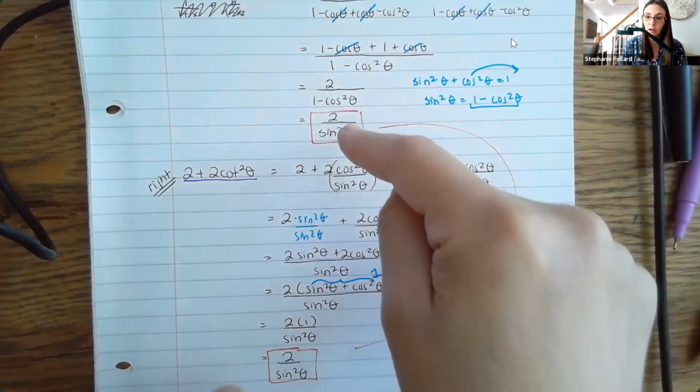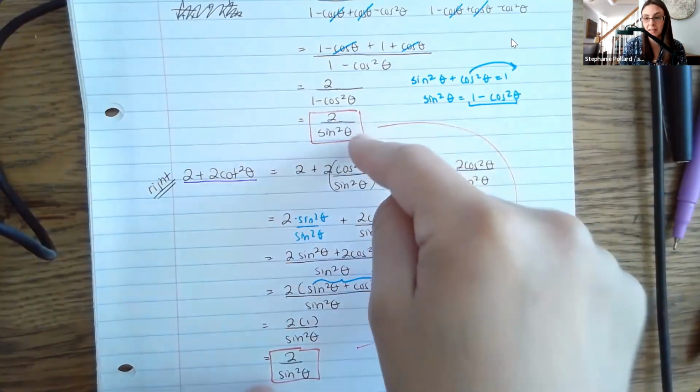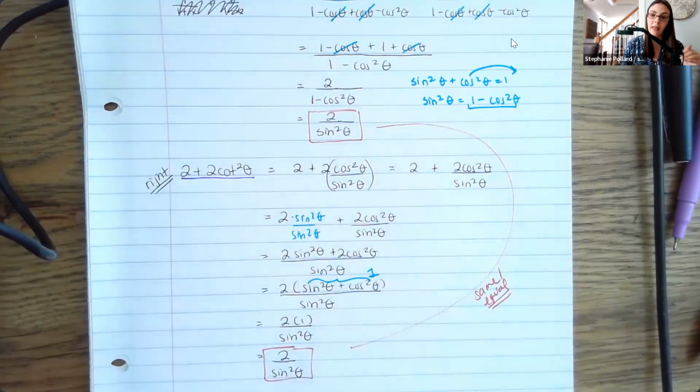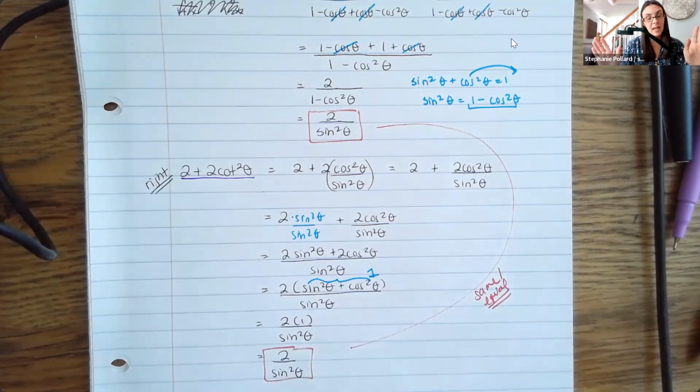So this is another strategy that you can use for verifying identities. Again, it's not my favorite. I usually try to just do one side and focus on that. But if you're stuck, you can do the left side first, do the right side separately, and then see if you can get them to match. But you do want to manipulate them separately, one at a time, as you do that strategy.